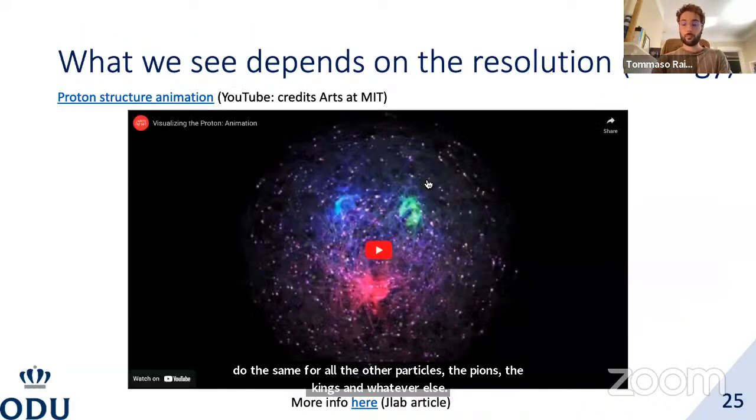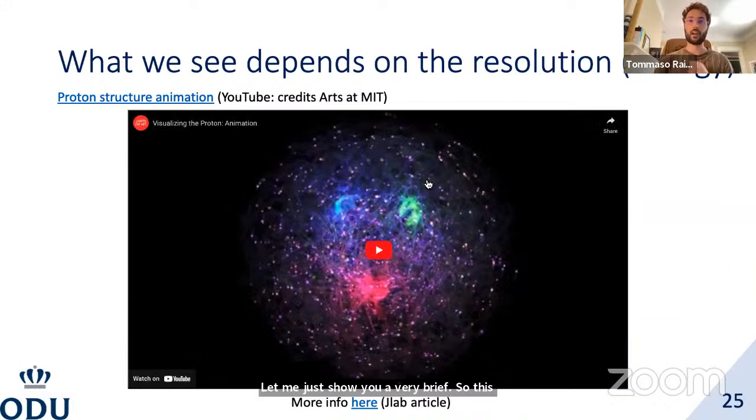Let me just show you a very brief video that I found online by REYES at MIT, and it's a very nice video because you can visualize what happens. It's obviously an animation, a simulation of what happens inside the proton. It shows that when you increase or decrease the momentum fraction, you have different pictures, and also when you increase the energy, you have different results, in a sense. Now, I'm not going to show all of it because it's a long video.